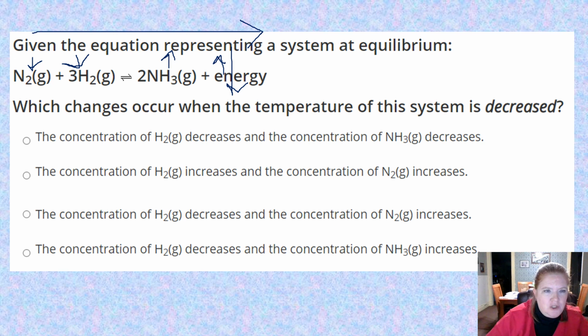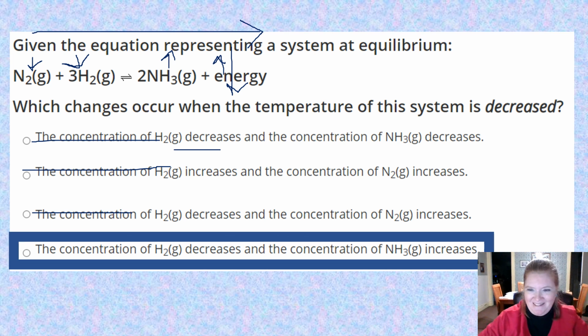So is H2 decreasing? Yes. Is NH3 decreasing? No. Is H2 increasing? No. Is H2 decreasing? Yes. Is N2 increasing? No. Well, hopefully this one is right. H2 is decreasing? Yes. NH3 increasing? Finally, there we go.